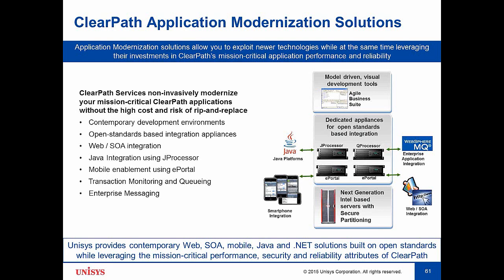The Java integration with J processor, the mobile enablement using ePortal, the enhancements that have come along with that to help the applications being exposed to mobile devices, tablets and phones, the message queuing and monitoring, and the enterprise messaging. These are all key additions that we've been making to the software and to the environments and the solutions that really help leverage the performance, the security, and the reliability attributes that we have with the ClearPath systems.